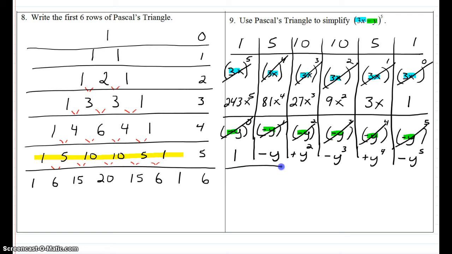And so now we're going to take this and put all our answers together. So you're going to take this times this times this. That'll be your first term. So 1 times 243x to the fifth times 1 gives us 243x to the fifth.